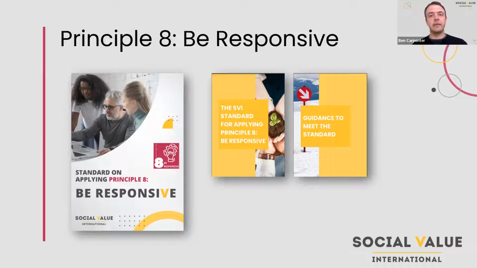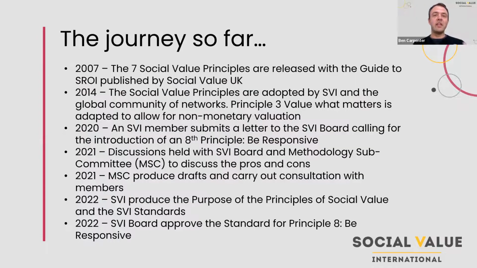And Principle 8 is a new one, and the next slide shows a bit of an evolution of the principles. I thought it's worth just doing that to recognize the journey of this set of principles and why this is quite an important moment. I've started the timeline right back in 2007 when the 7 social value principles were first published and released to the world with the guide to SRI, which was published by what's now known as Social Value UK, formerly the SRI network. And this is when the social value principles were born, if you like.